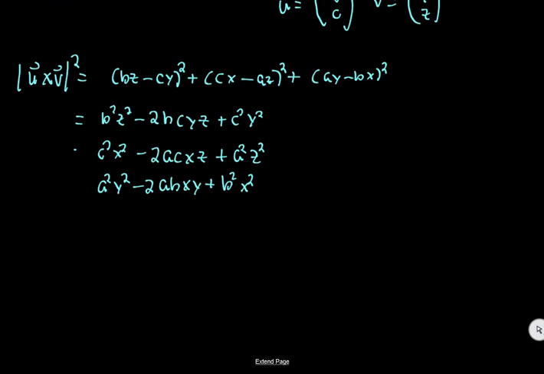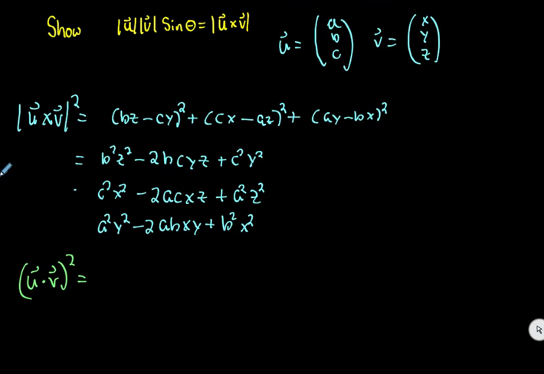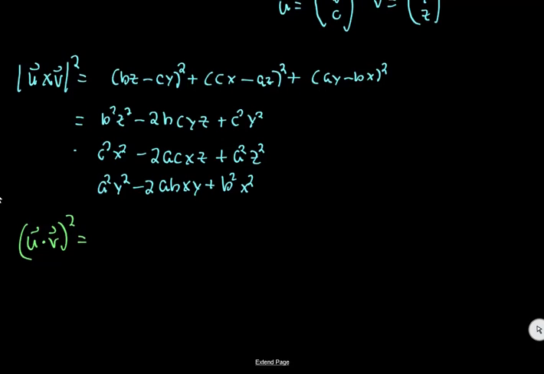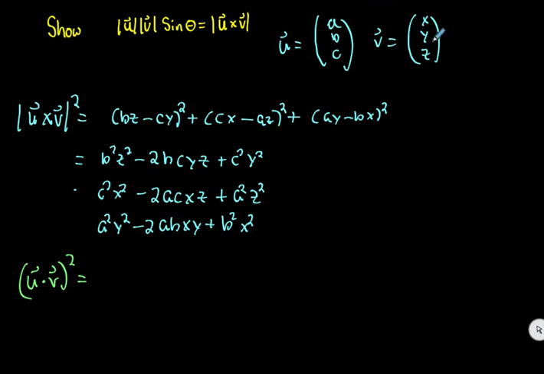Let's use a different color. Let's go with this. So the next thing I'm going to look for is u dot product v, and then I'm going to square it, right? So let's think. What is u dot product v? Well, u dot product v would just be a times x plus b times y plus c times z, right? So it'd be ax plus by plus cz. But since we're squaring it, it would be multiplied by another one. So ax plus by plus cz.